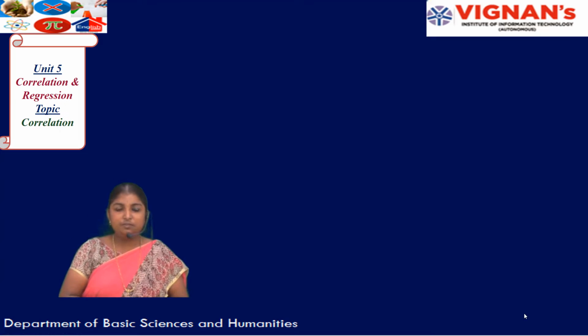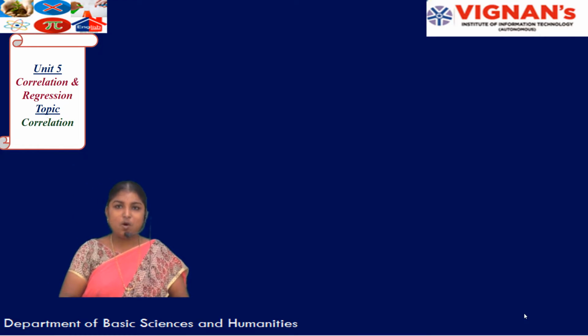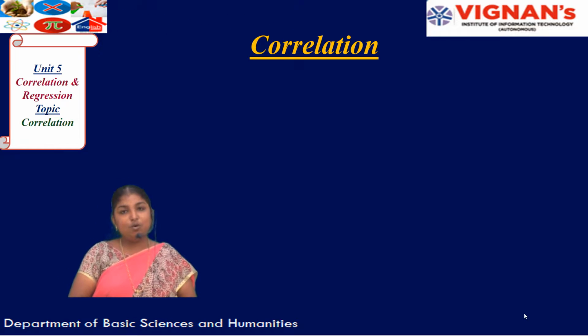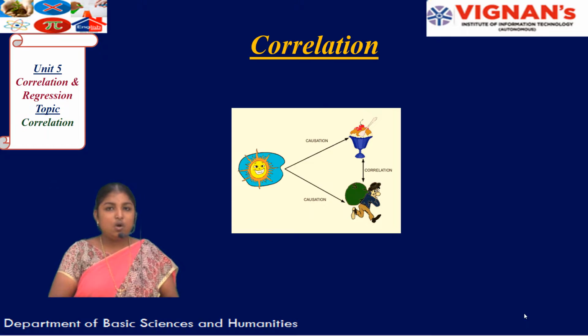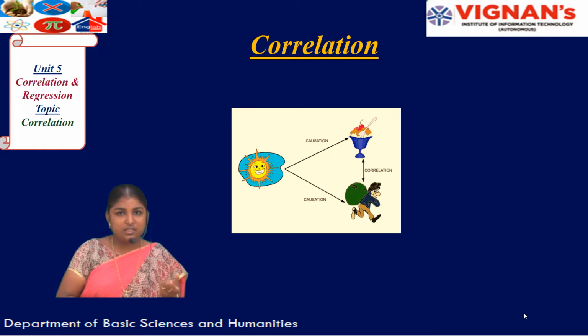Good morning everyone. Today we will discuss Unit 5, which is known as correlation and regression. First we have to know what a correlation is. Correlation is the combination of two words, co and relation. Co means together, relation means connection.